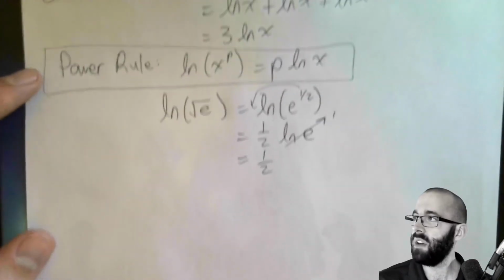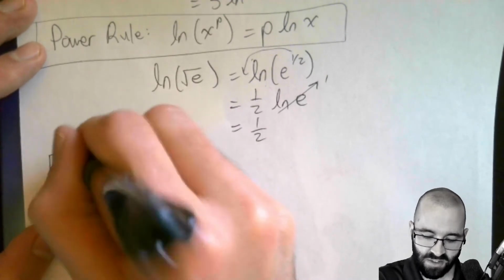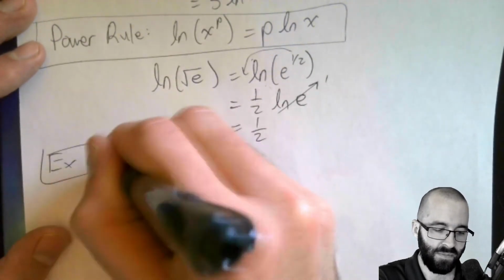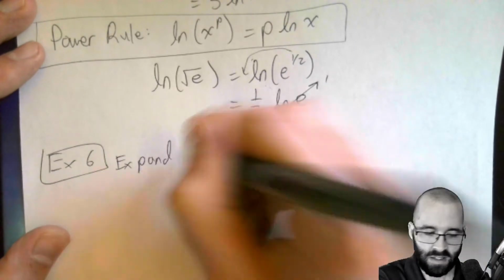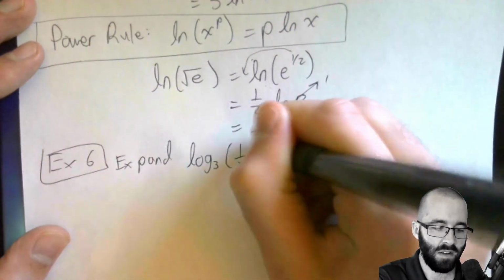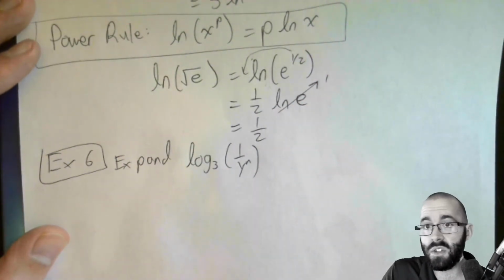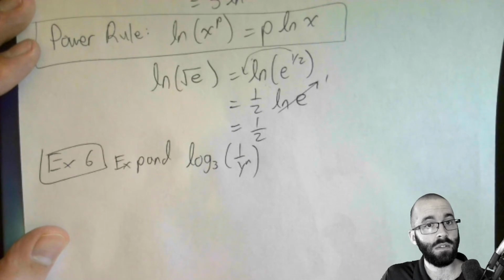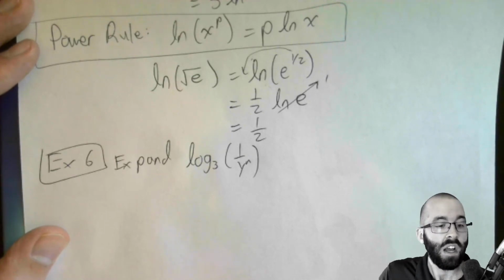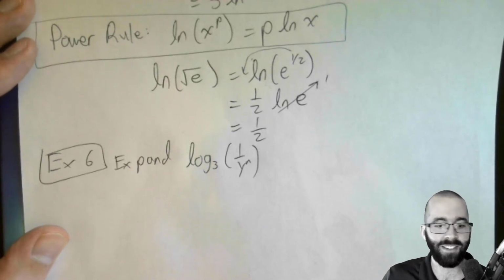Let's do some more with the power rule. Example 6. Expand log base 3 of 1 over y to the n. Now there's a lot of ways we could do this. We've got a quotient. You could say, let's use the quotient rule. We've got an exponent. You could say, let's use the power rule, whatever you want to call it. Or you could say, let's do both. So we're going to do both.